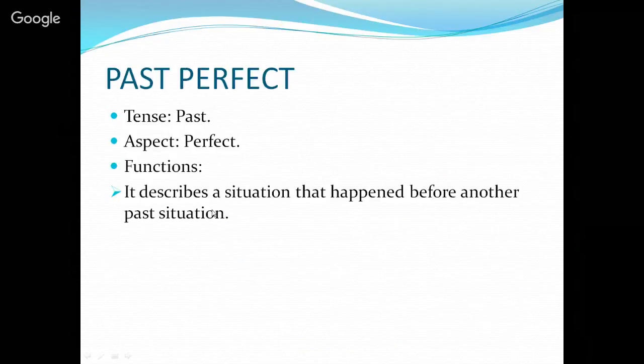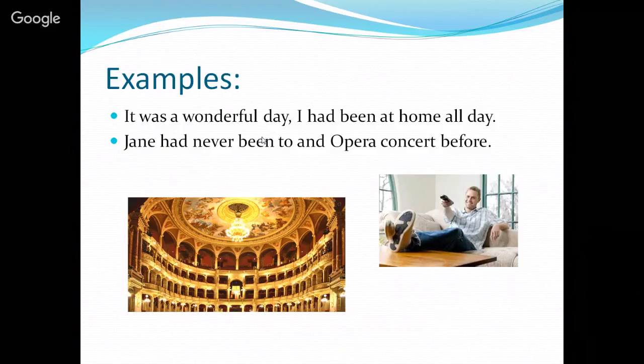The past perfect. The tense is past, the aspect is perfect. Some functions are, it describes a situation that happened before another past situation. Like what? It was a wonderful day. I had been at home all day. So in this case, I'm happy. So I say, I was really happy. It was a wonderful day. But why? Because I had been at home all day. So as we can check, this is an action, a situation, a past situation, sorry.